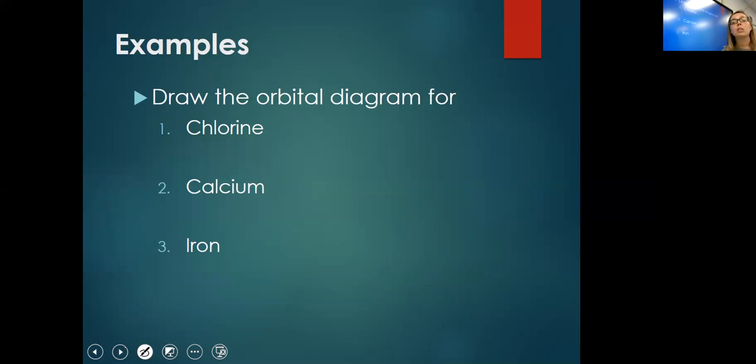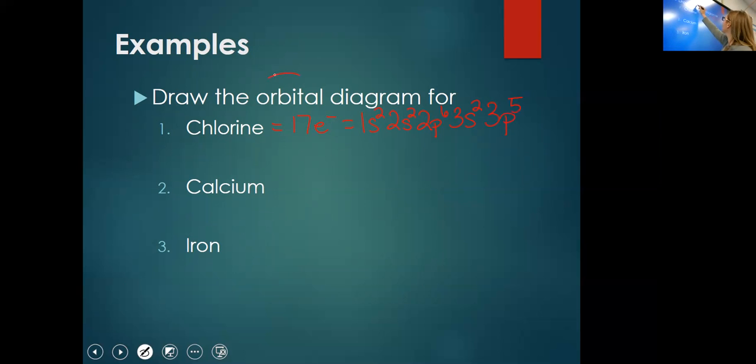Okay, so we are going to be doing the orbital diagram for these elements. Now, in order to do that, we first have to do our electron configurations. So chlorine, that's Cl, we got 17 electrons total. The electron configuration, 1s2, 2s2, 2p6, 3s2, 3p5. So that would be my electron configuration for chlorine.